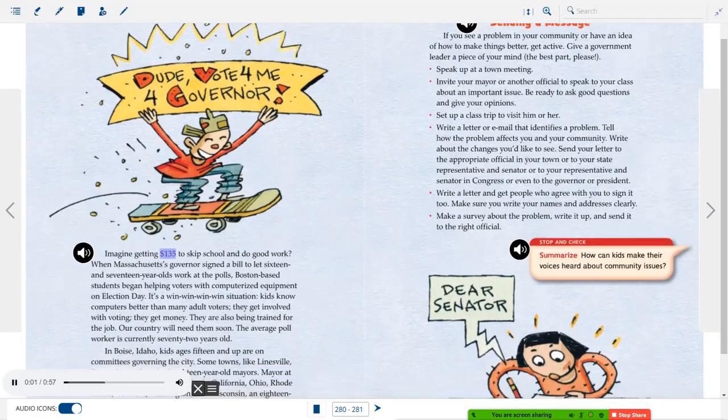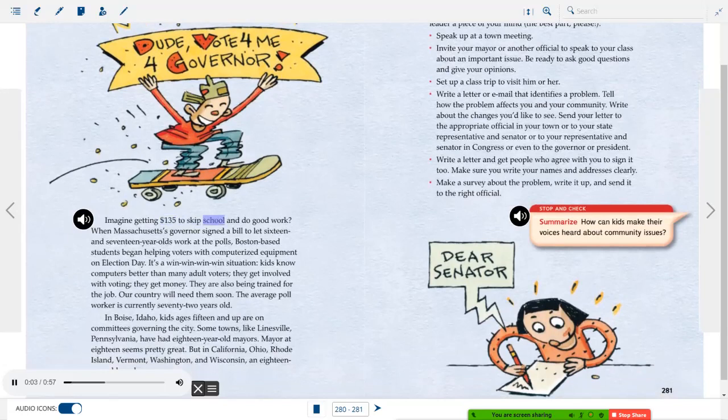Imagine getting $135 to skip school and do good work. When Massachusetts governor signed a bill to let 16 and 17-year-olds work at the polls, Boston-based students began helping voters with computerized equipment on Election Day. It's a win-win-win-win situation. Kids know computers better than many adult voters.